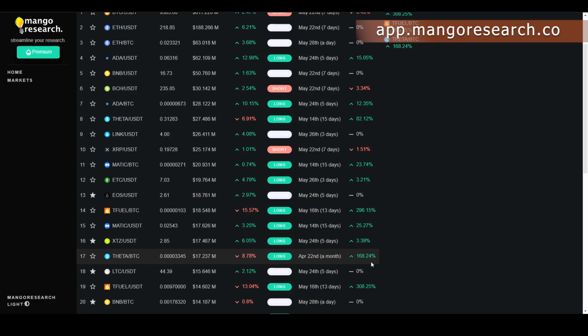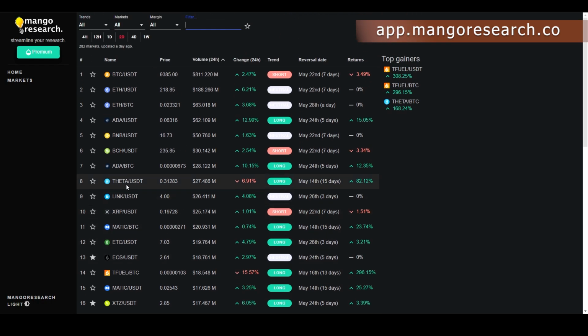168%. I'm sure many of you who are playing the chart right now know Theta did take a massive leg to the downside, but still, if you managed to catch the signal, you are still up 168%. Now this is still the call on THETABTC. It is still long. This has not flipped yet. How about Theta USDT? Theta USDT is right here. This is also long, and this signal came in 2 weeks ago, 15 days ago, and if you managed to catch this one, you are up 82%.